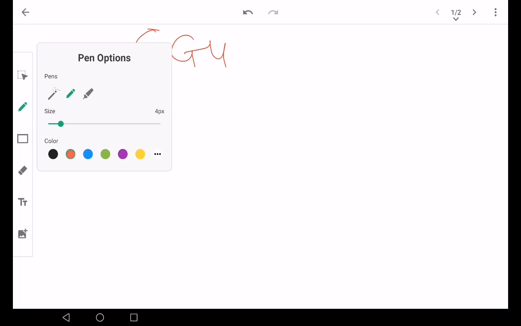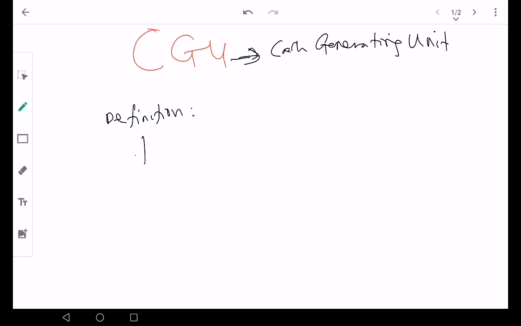Okay, today we cover CGU. What is CGU, class? CGU is cash generating unit. So the definition of CGU, class, we mentioned about this definition. Actually, it's more about you have to do a CGU testing as well. You have to prove that this situation is CGU or not.